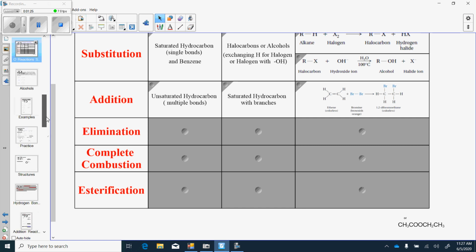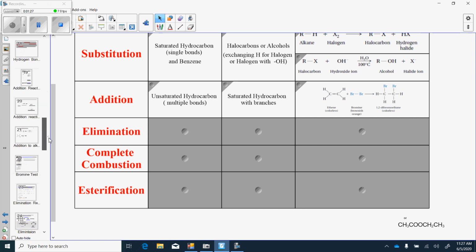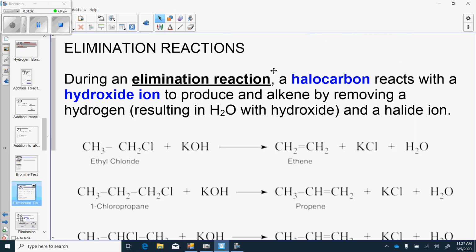So let's go right to elimination. With elimination, we're going to eliminate something. Yep, you guessed it. But just like before, you need to know how to recognize it. This one starts with something different than all of the others. With substitution, it starts with alkanes. With addition, it starts with alkenes or alkynes. You need a double bond. With elimination, you're going to start with a halocarbon and with the OH ion, the hydroxide ion. So you need both of those things present in order for it to be an elimination.